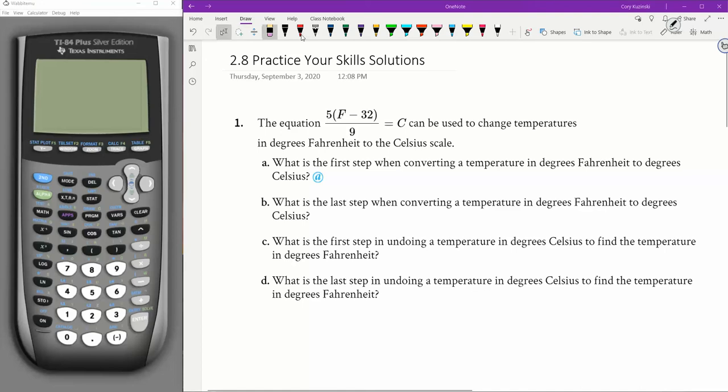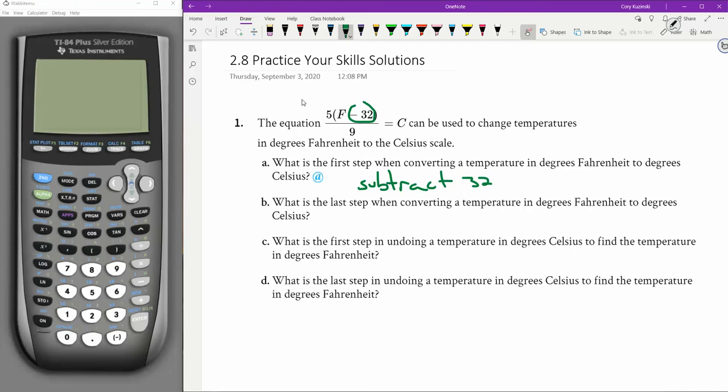We're going to do the solutions to the 2.8 practice your skills exercises. Here we go. The equation C = 5(F - 32)/9 can be used to change temperatures in degrees Fahrenheit F to Celsius scale C. What is the first step? What's the first thing being done? Well, we are subtracting 32. It's the first step when converting a temperature in Fahrenheit to degrees Celsius. So we're going to subtract 32.